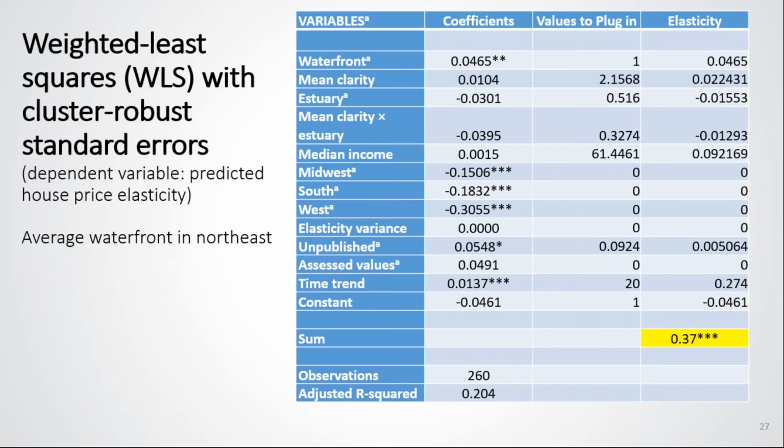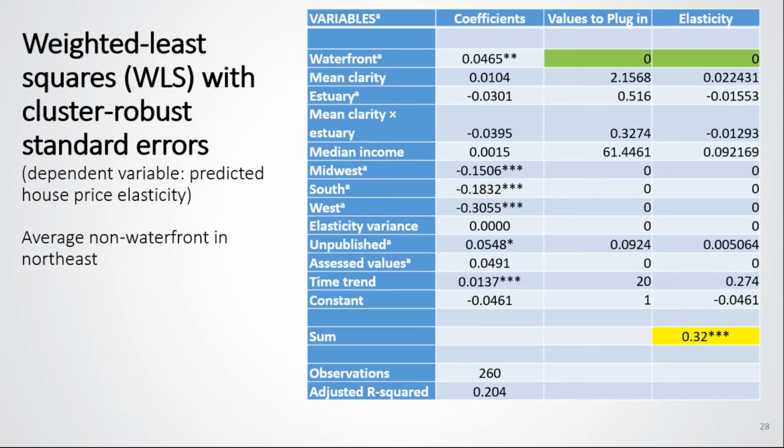We set the time trend equal to 20, which corresponds to 2014, our most recent study year. We multiply these values by the coefficients and add them up. So in this case, a 1% change in water clarity for Northeast waterfront homes leads to a 0.37% change in home values. Next slide.